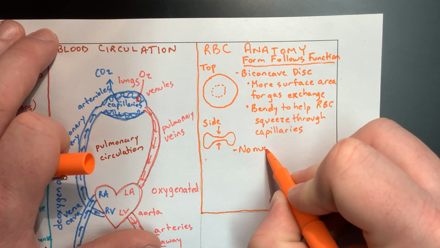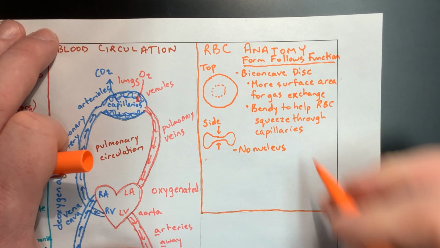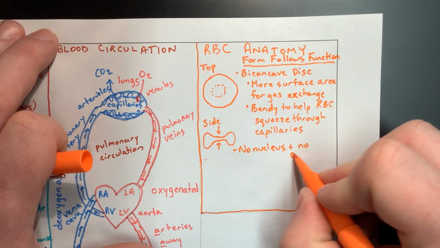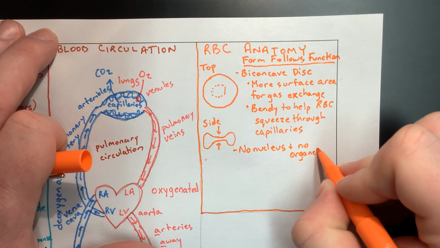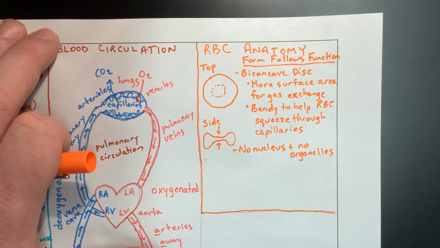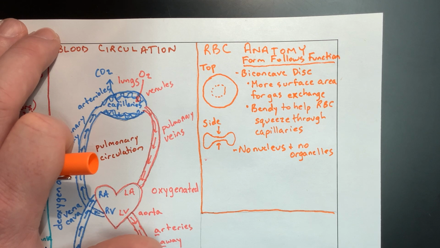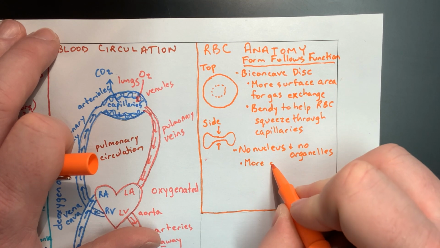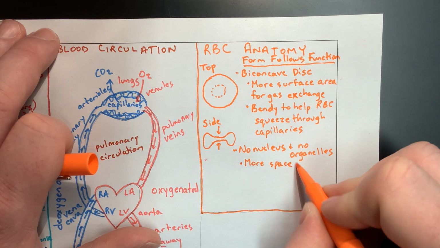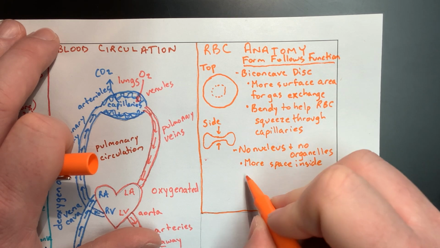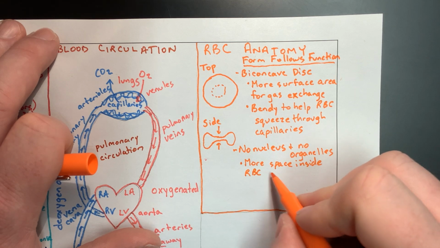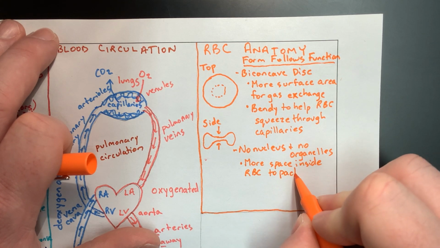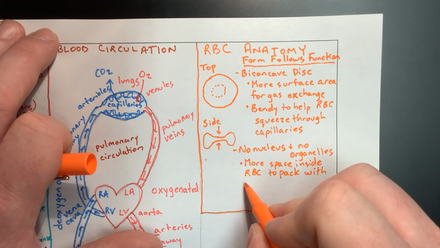Now, another specialization of red blood cells is that they have no nucleus. They're anucleate, that's what it's called: no nucleus and no organelles. After red blood cells are mature, they're not going to have mitochondria, a nucleus, or endoplasmic reticulum, none of that stuff. The reason why this is good is because this creates more space inside a red blood cell to pack with hemoglobin.